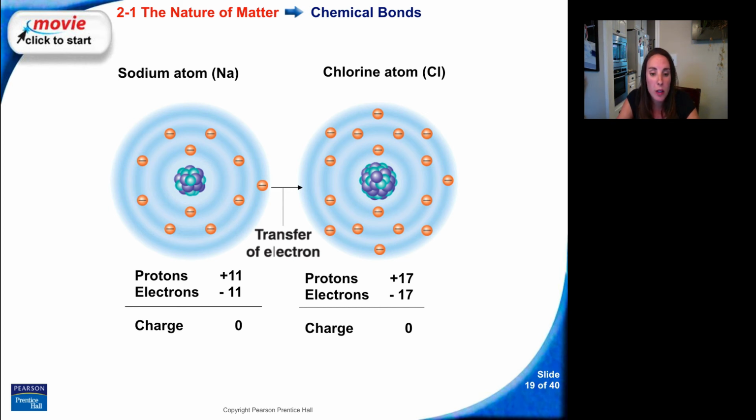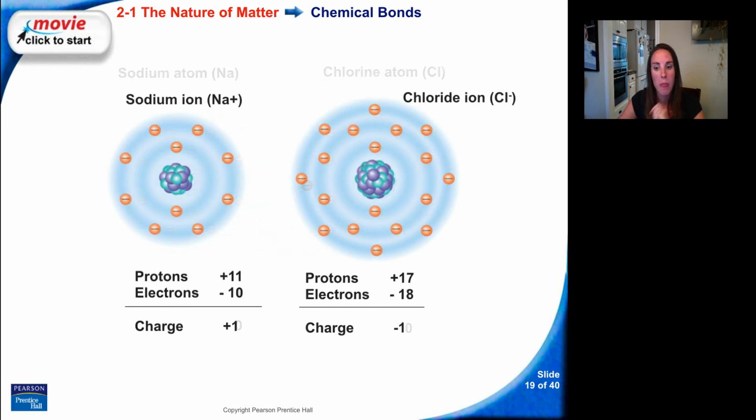In sodium there are 11 protons and 11 electrons, so the charge is 0. In chlorine, 17 and 17, the charge is 0. There is a transfer of 1 electron from the sodium to the chlorine, because remember, you want 8 valence electrons, a full outer shell of electrons. In this case, sodium has only 1 valence electron, and so it wants to get rid of that so that it has 8 in its other orbital. Whereas chlorine has 7 and it wants an 8th. So it transfers an electron from sodium to chlorine.